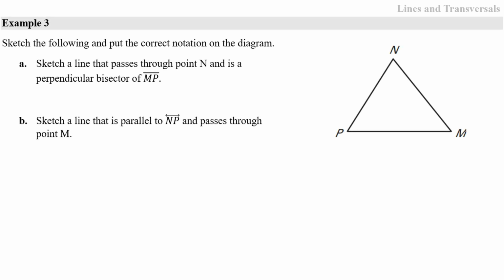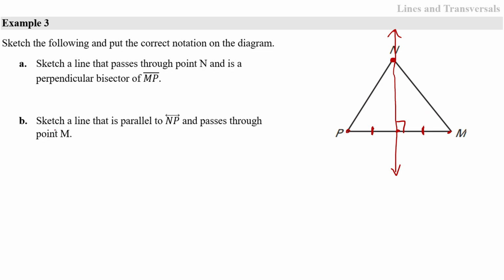So example 3 is to sketch the following and put the correct notation on the diagram. For A, sketch a line that passes through point N, so it has to go through this point, and it's going to be a perpendicular bisector of MP. I have to cut this segment down here in half, so I'm going to go to the middle here. It's got to go through the middle, and it also has to form a right angle. It's got to cut it into two equal pieces, so make sure you put these little tick marks to signify that it's being bisected.